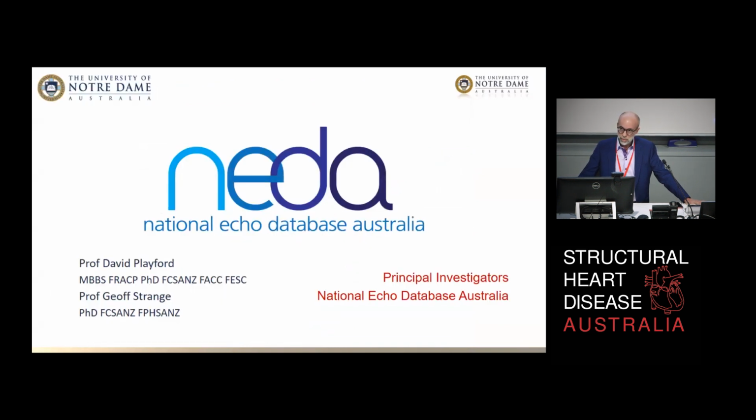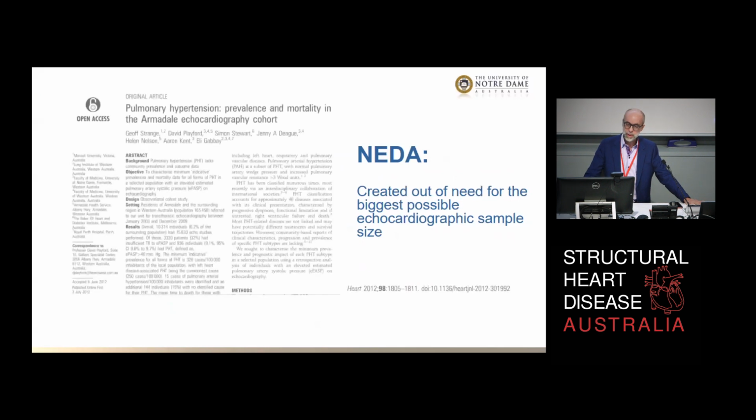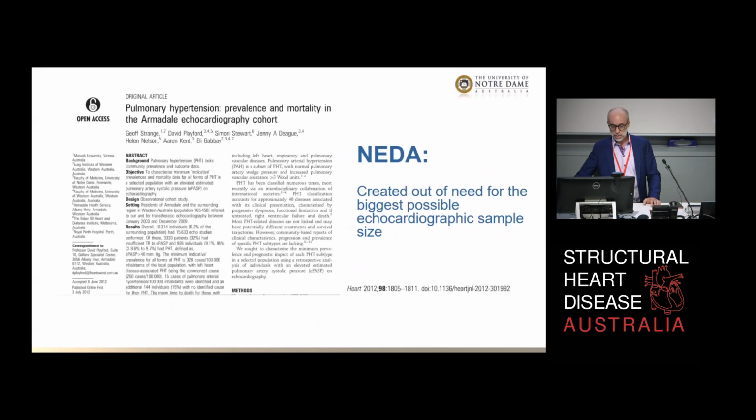Now I want to move on to some really interesting data that we have from NEDA. NEDA stands for the National Echo Database Australia. Jeff Strange and I are the two PIs for the study, and we have a steering committee of people that you would know well from around Australia. Basically where this came from was our original paper from 2012 that showed that pulmonary hypertension is common. And not only is pulmonary hypertension common, it's particularly common in echo labs, and most of it is due to left heart disease. So the minimum indicative prevalence of pulmonary hypertension is 3,500 per million patients, which is far, far commoner than it had ever been reported before.